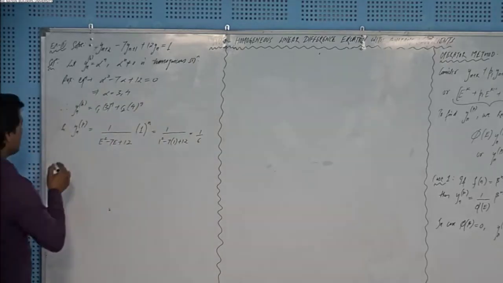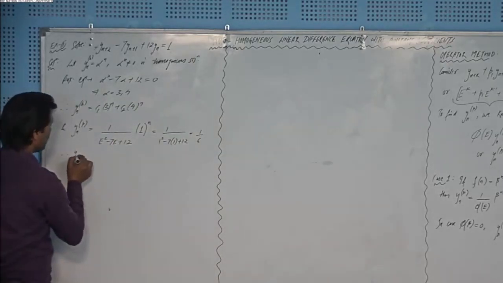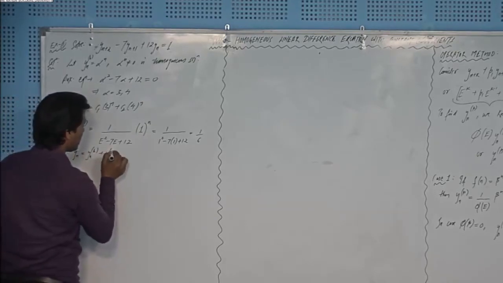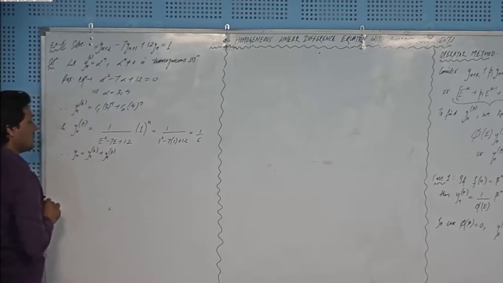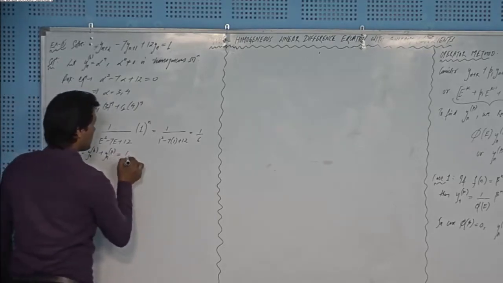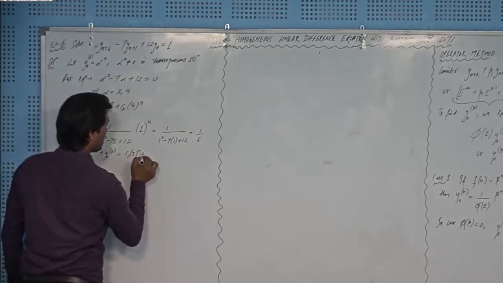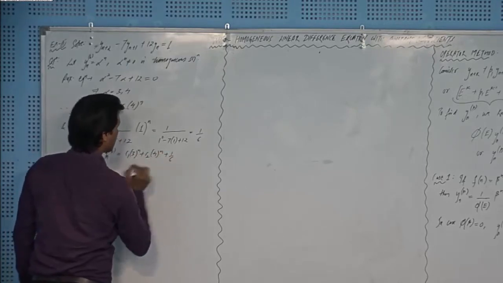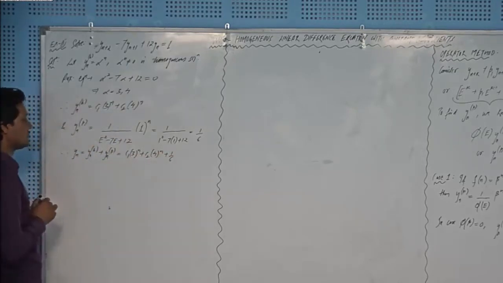This is the particular integral or particular solution, therefore the full solution will be y_n^h plus y_n^p, and that shall be C1 3 to the power n plus C2 4 to the power n plus 1 over 6. That is the complete solution.